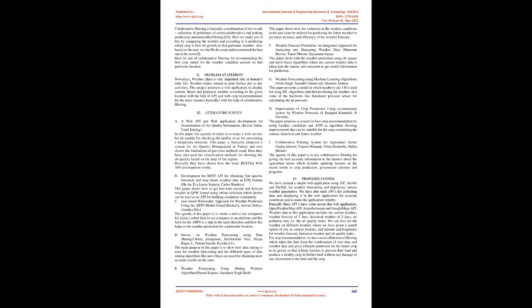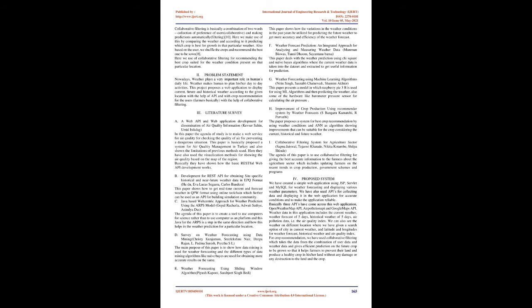H. Improvement of crop production using recommender system by weather forecasts, S. Bangarakamachi, R. Parvathai. The paper proposes a system for best crop recommendation by using weather conditions and an algorithm, showing improvements that can be suitable for the crop considering the current, historical, and future weather. I. Collaborative filtering system for agriculture sector, Supna Jaiswal, Tejaswai Karade, Nikita Kodambe, Shilpa Shinda. The agenda of this paper is to use collaborative filtering for giving the most accurate information to the farmers about the agriculture sector, which includes updating farmers on the recent trends in crop production, government schemes and programs.